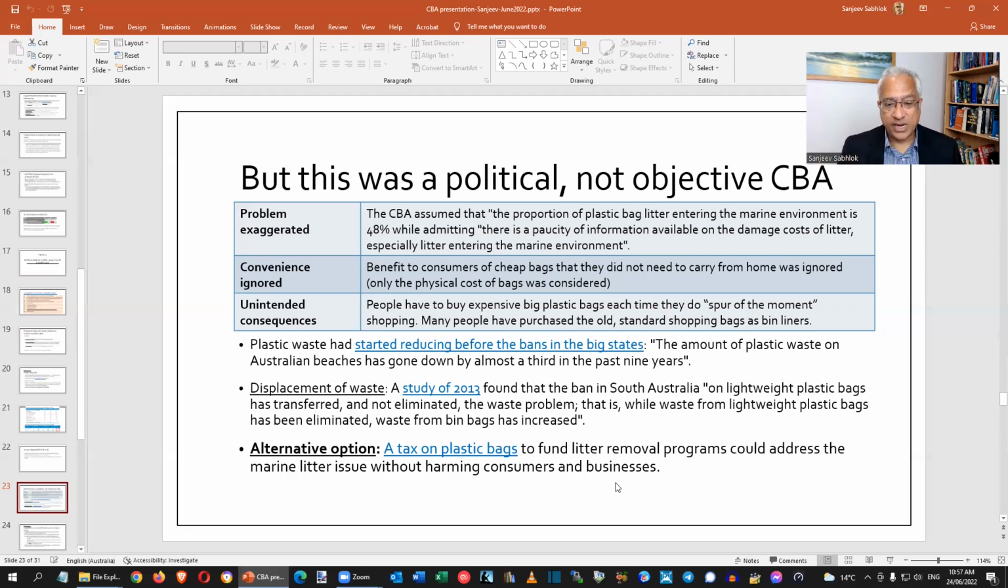Now, these costs were completely ignored. These consequences were completely ignored in the cost benefit analysis. The moment you put them in, the BCR will go negative. Okay, it will go negative.